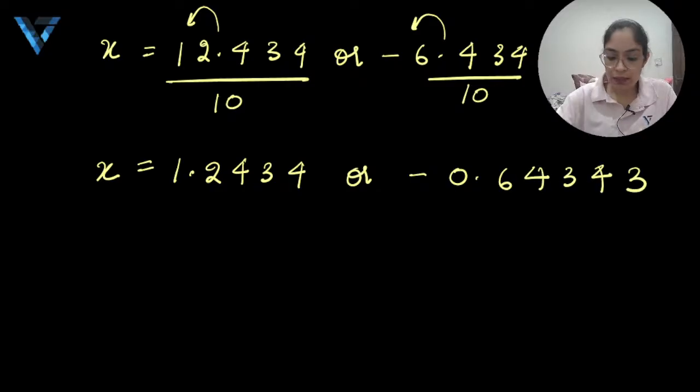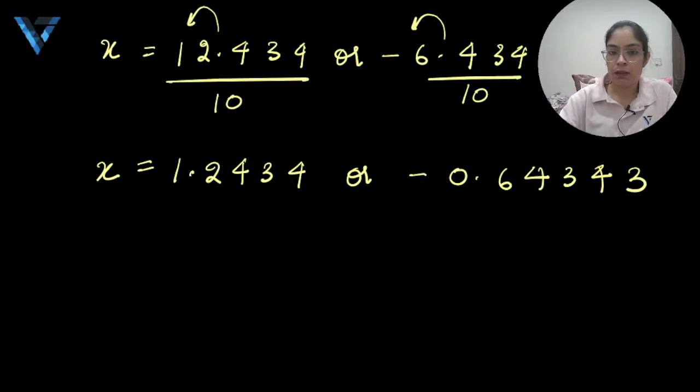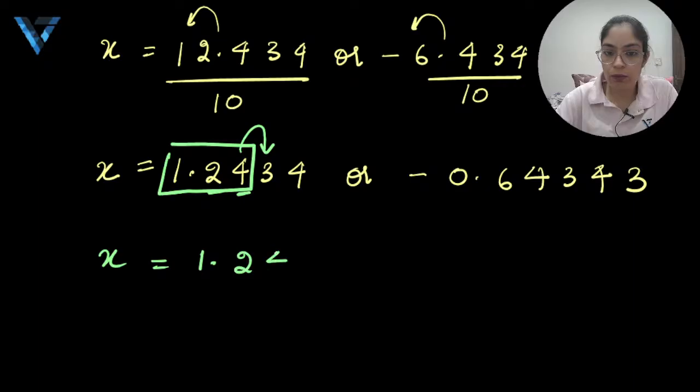0.6434. Now this answer we have to write up to 3 significant figures. Don't get confused here; this is up to 3 significant figures, not decimal places. So significant figures start from here: 1, 2 and 3. So you have to count the digits, 1, 2, 3. Now here you have to see the next one. After 4, 3 is there, which is less than 5. So you can write the answer as 1.24.